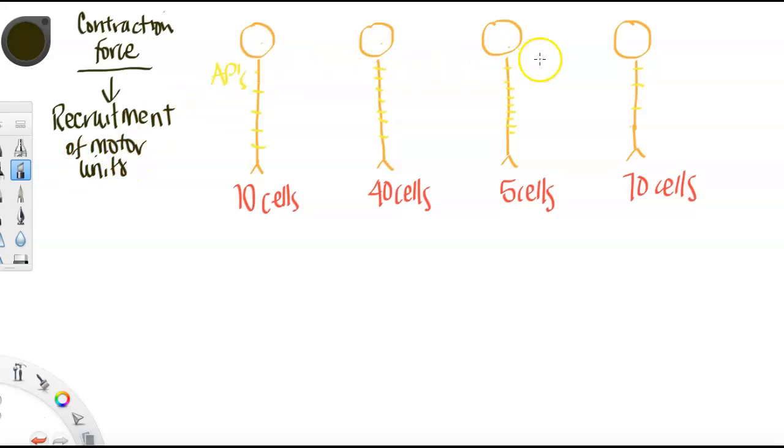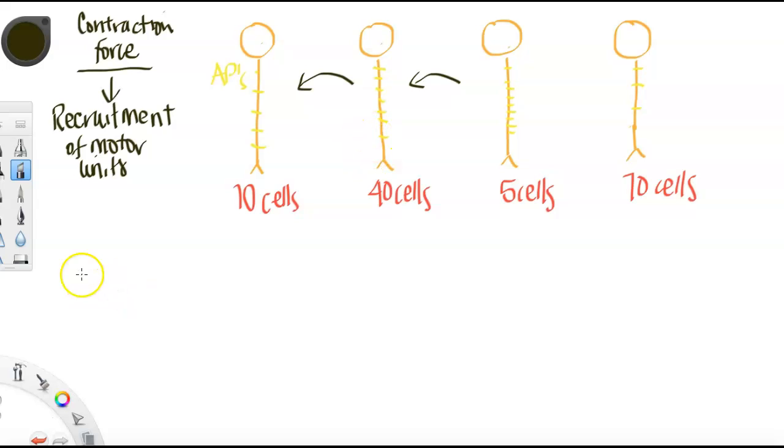So if we have all these 4 motor units here, so each one of these is a neuron, and this neuron has 10 muscle cells, this one has 40, this one has 5, this one has 70. And when one is contracting, if more force is needed, it can recruit another one and another one. Okay, that increases the force of contraction.